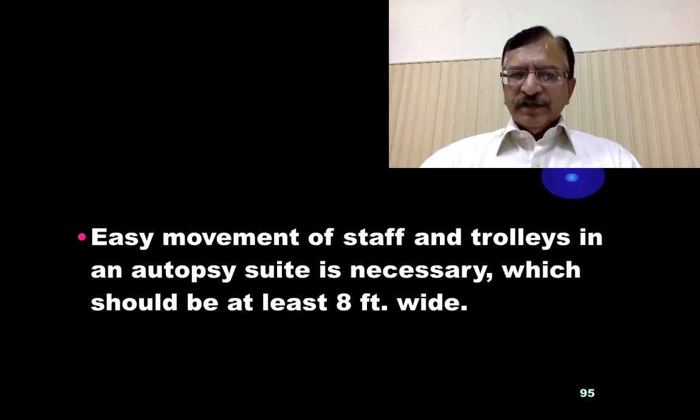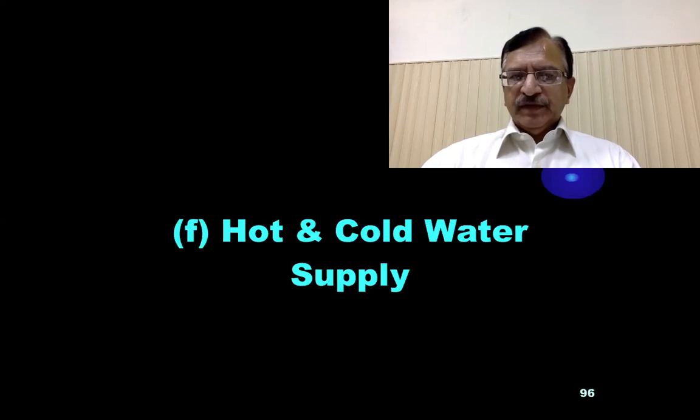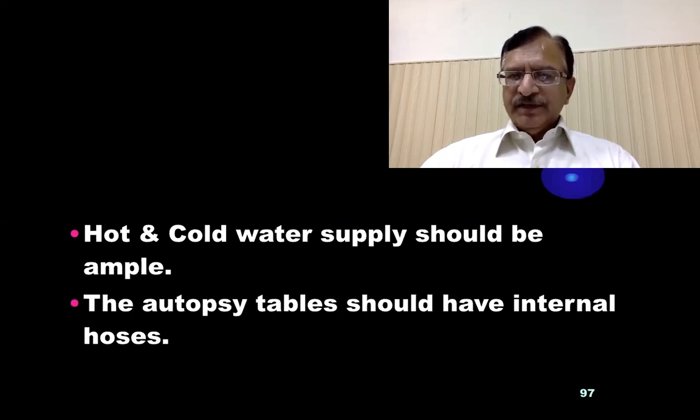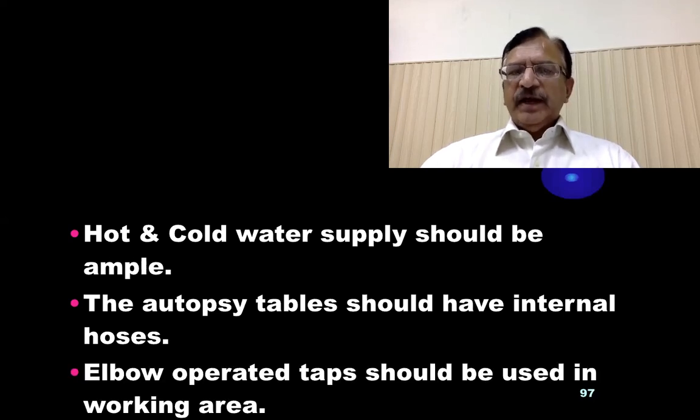Regarding the corridors, easy movement of the staff and trolleys in an autopsy suite is necessary, and for which at least 8 feet wide corridors should be there. Then about hot and cold water supply. Hot and cold water supply should be ample. The autopsy table should have internal hoses, and elbow operated taps should be used in the working area.